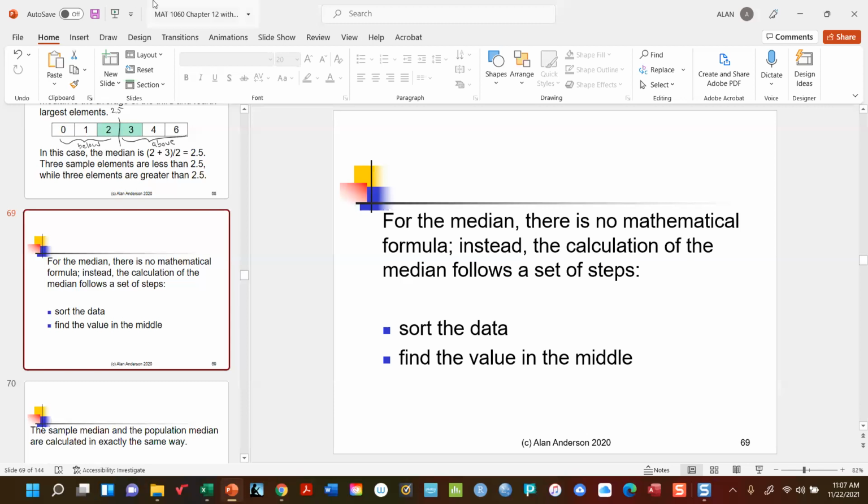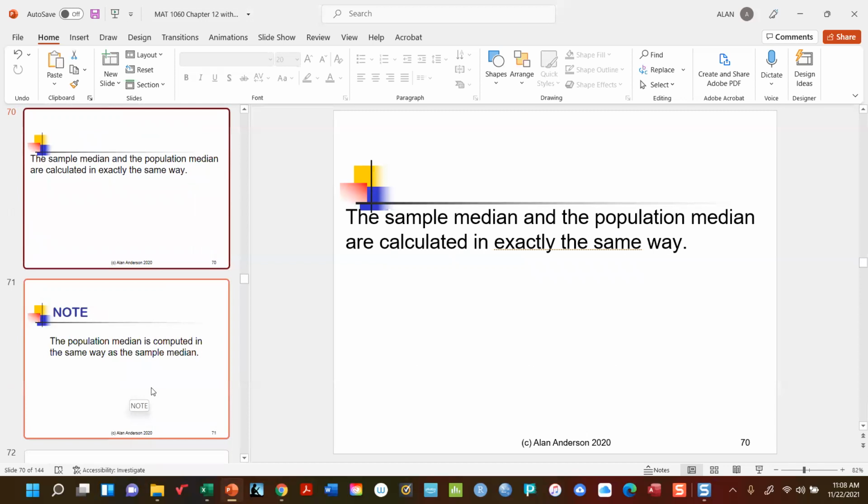The other thing I want to point out is because there's no formula, the sample and population median are treated in exactly the same way. We do not have to make a distinction between them. In both cases, we do the exact same thing.